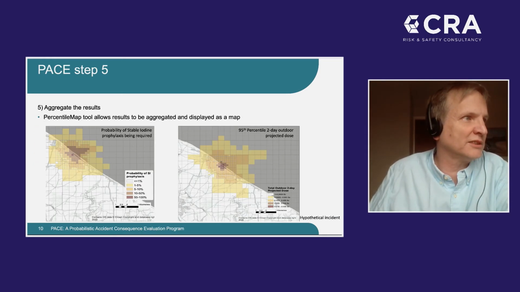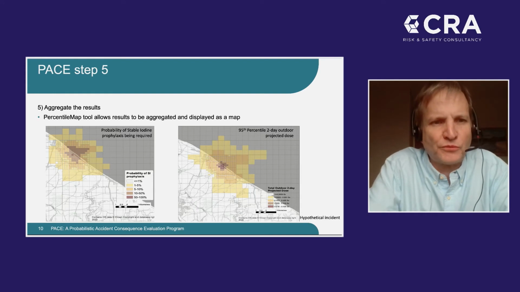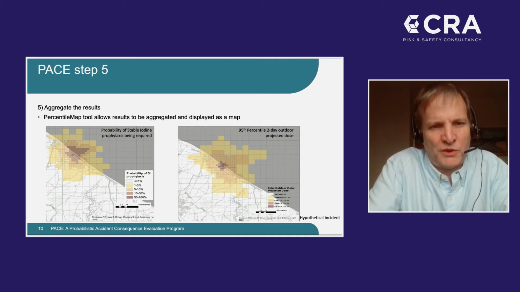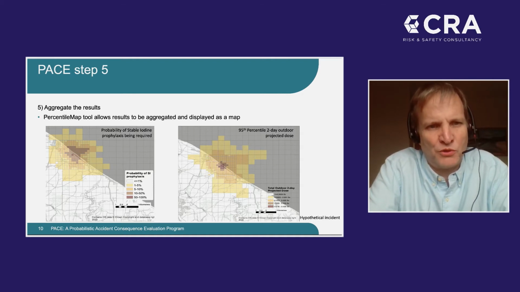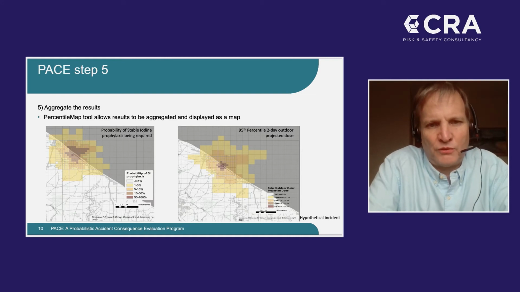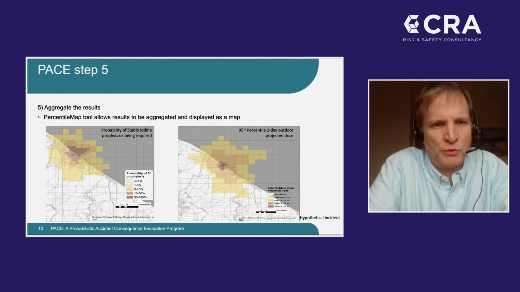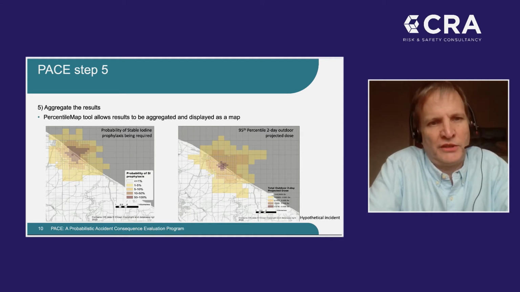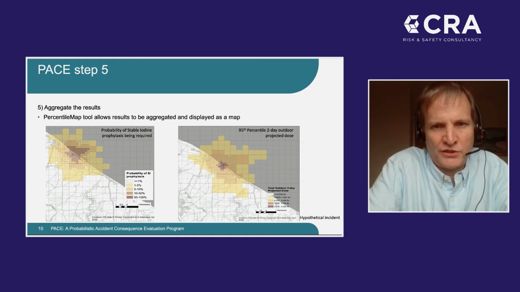There's just one last extra, to take advantage of the mapping capability that we have, and to try and present the results in a more graphical, hopefully more consumable way. We developed this percentile map tool, and this allows you to present things as a map that might help people consume the results. So on the left, they're showing the probability over all those MET sequences that are calculated that you might have to enact some kind of stable iodine prophylaxis at a particular location.